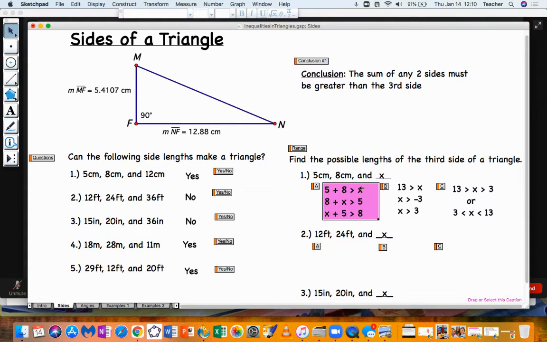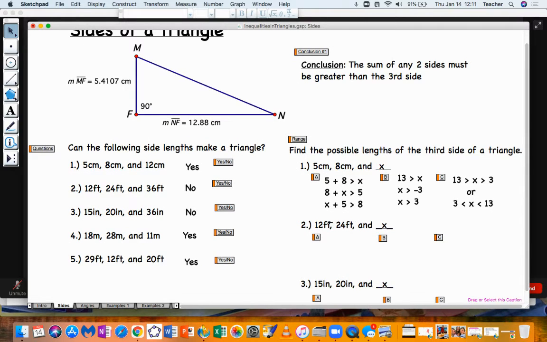Okay, so we're going to do that to each one. First, you write the three statements that have to be true, figure out which ones are relevant, and then you kind of come up with your answer. So right here, 12, 24, what is the potential third side that would work? Well, go the same idea with this one. So 12 plus 24 has to be bigger than the third. 24 plus the third, whatever it is, has to be bigger than 12. And then the third plus 12 has to be bigger than 24. So here's your three statements.